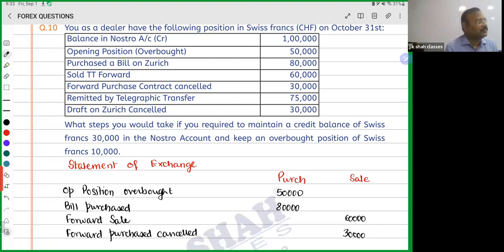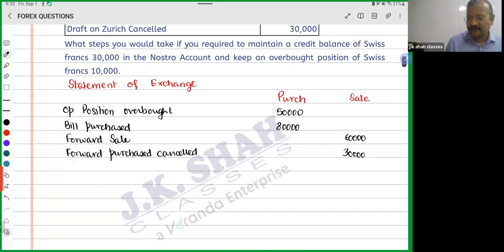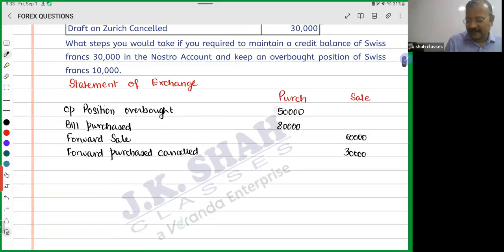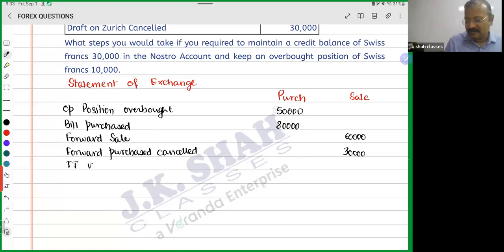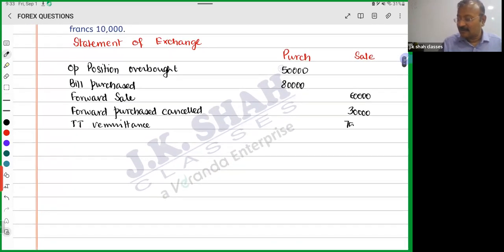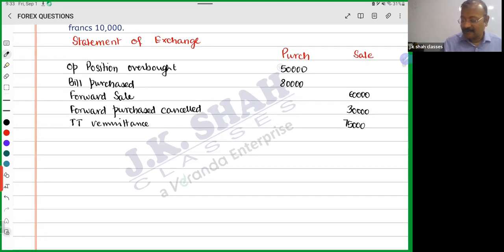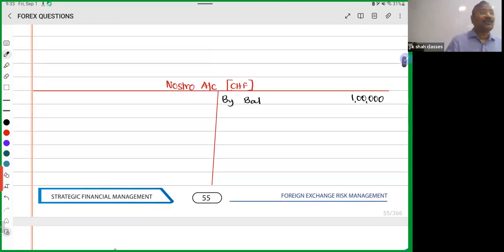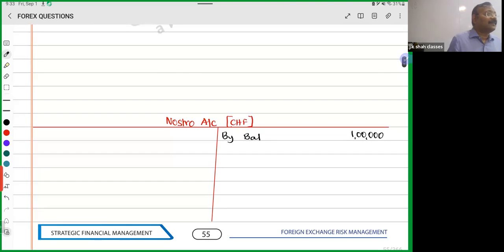Only Nostro? Both, no? Right? Okay. Here, where will you enter? TT remittance. Sale. How much? 75. And here, Nostro, where will you enter? Debit, no? Currency is going out. TT remittance.